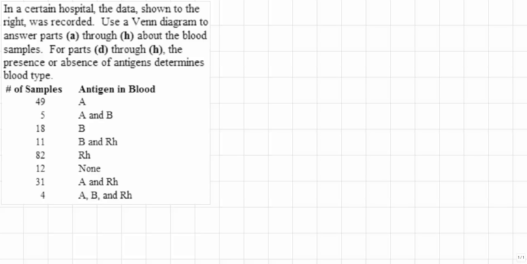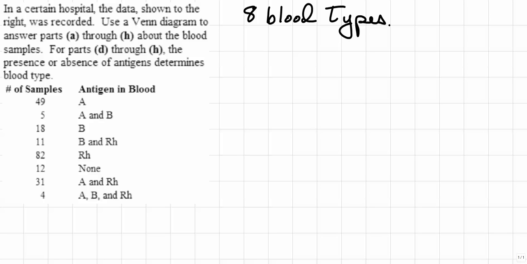In order to fully understand how to do this problem, you first need to understand that there are 8 blood types that we're going to be talking about. Now, there are more than that depending upon other antigens, but right now we're concerned with 3 primary antigens, A, B, and RH. Now, the RH factor will determine if the blood type is positive or negative.